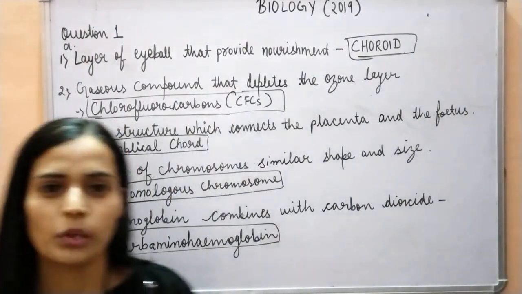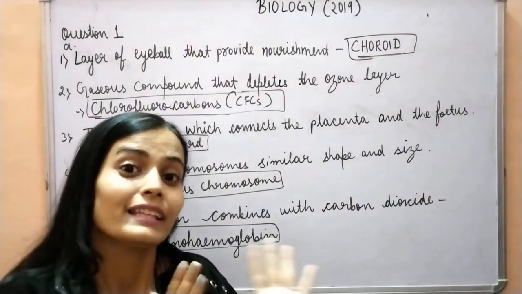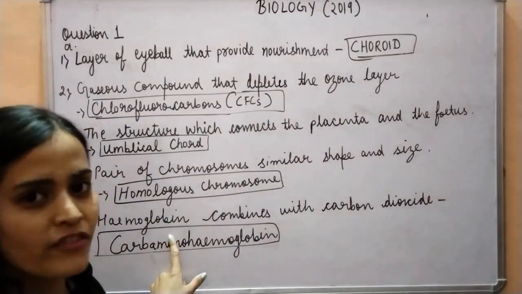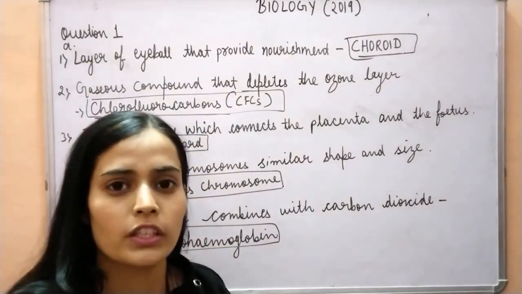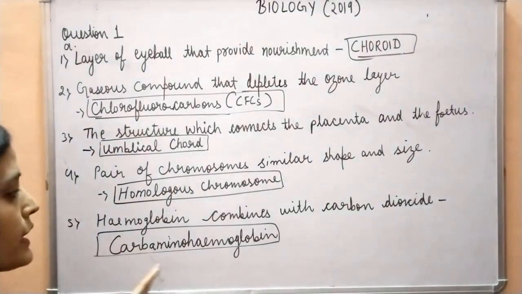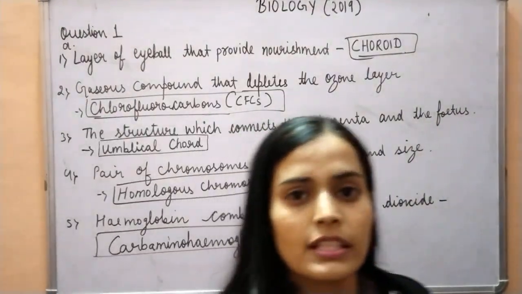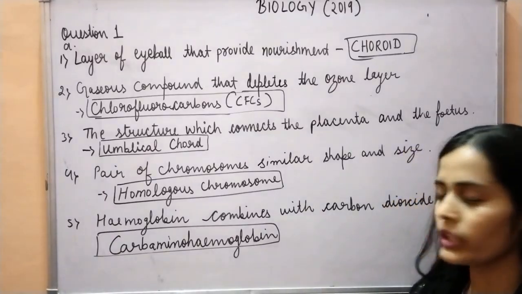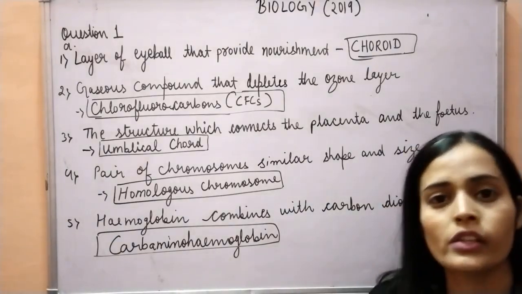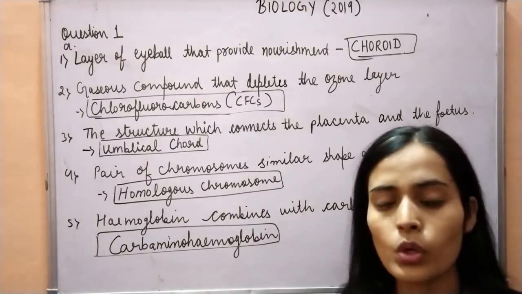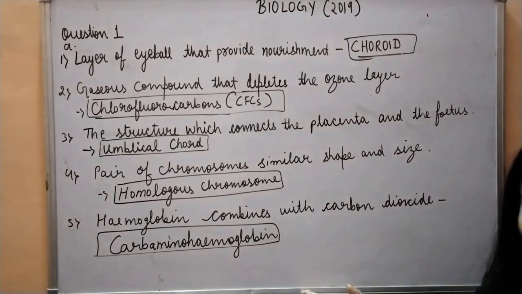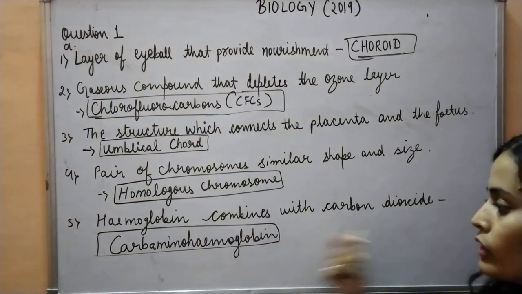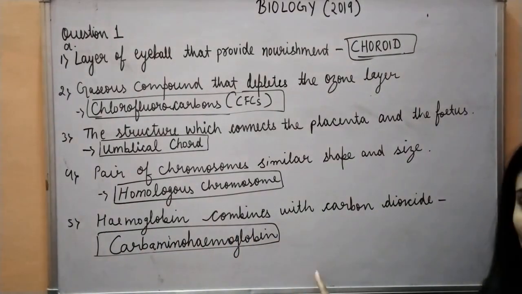Hemoglobin, the red color pigment present in your red blood cells, helps to transport oxygen. I told you that its highest affinity is with which one? With carbon monoxide, then oxygen, then carbon dioxide. And we discussed the compounds it forms after combining. Like if hemoglobin combines with oxygen, it forms oxyhemoglobin, but here the question is hemoglobin combines with carbon dioxide, then it will form carbaminohemoglobin.